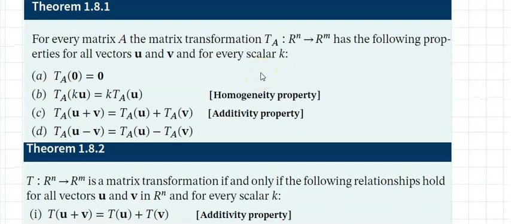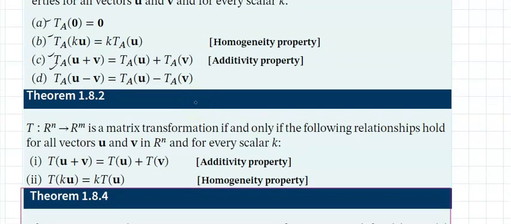Now, theorem 1.8.1 is talking about what it means to be a linear transformation. There are 4 things you have to show, but then 1.8.2 pretty much summarizes it. So first you check that 0 is in there. If you multiply a vector by k, if this is linear, it should move up front. And if you take the transformation of the sum or the difference of two vectors, it should be the transformation of the first and the transformation of the second, added or subtracted.